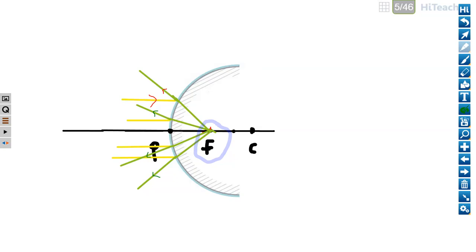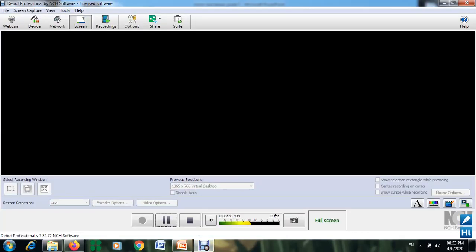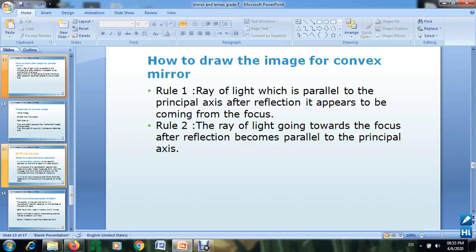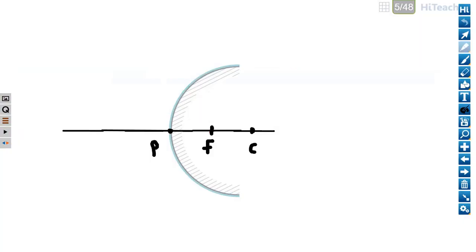Okay, now let's move to the second rule. Rule number 2: the ray of light going towards the focus, after reflection, becomes parallel to the principal axis. I want to show you this one. While I'm drawing, please use pencil, paper, and a ruler to do these rules. Draw them separately with me. Pause the video and start to draw with me step by step to make sure that you understand these steps.